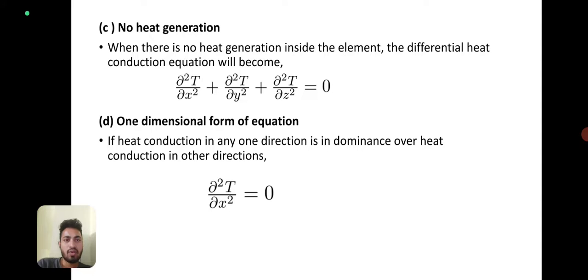One dimensional flow form of equation. If the conduction in any one direction is dominant over heat conduction in other directions, dou square T by dou x square equal to 0.